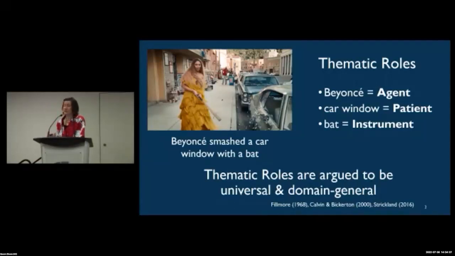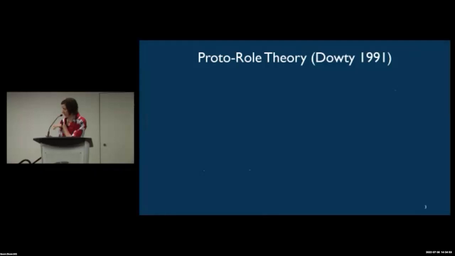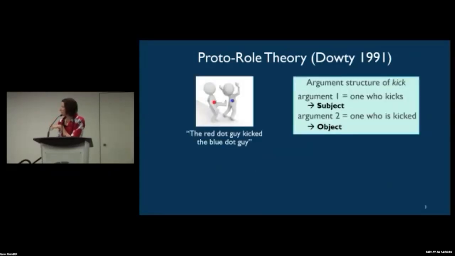Now, we know that there's a lot of cross-linguistic diversity, cultural diversity, in how these roles are expressed. So something that's really important to the idea that they may be universal is that they are represented in terms of prototypes. Most notably, most influentially, the work of David Dowty. So what does it mean for these roles to have prototype structure? In Dowty's approach, if we have an event like the one on the left, where we could say a sentence in English, the red dot guy kicked the blue dot guy, how this works is that we have an argument structure of kick, where the individual who kicks maps to subject in an active clause, and the one who is kicked maps to object in an active clause.